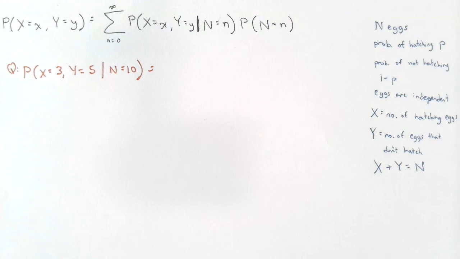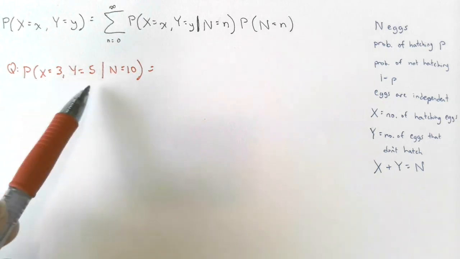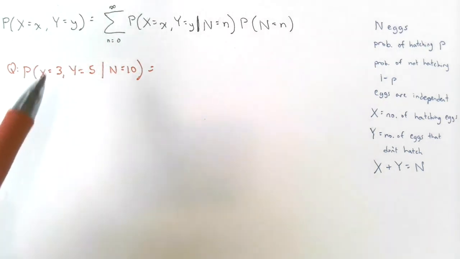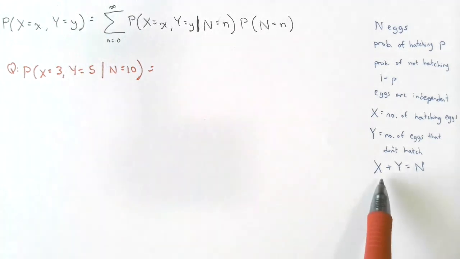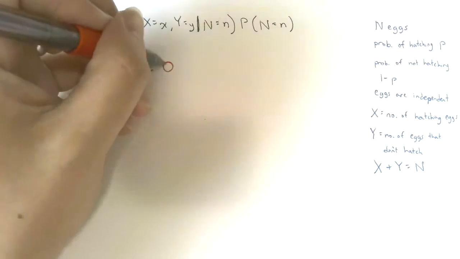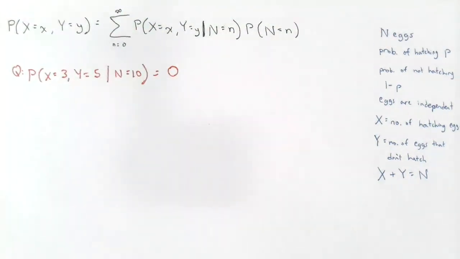0. Why is it 0? Exactly, right? We need 10 eggs. If we need 10 eggs, here we say that we only have 8, right? 3 hatch, 5 don't hatch. That total number is 8, but we know that X plus Y has to equal N, which means that this conditional probability is actually going to be 0.